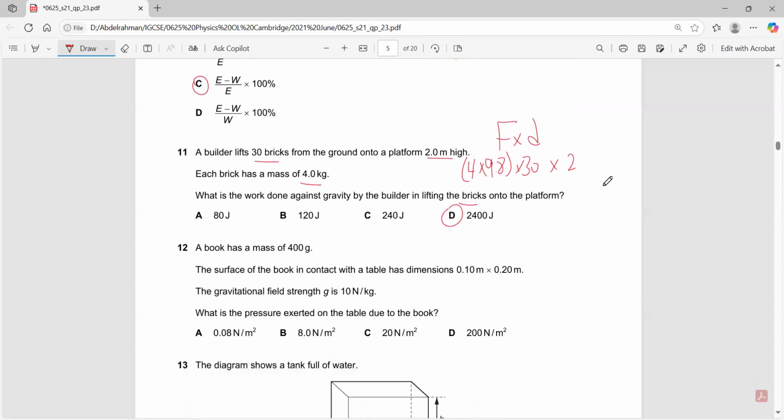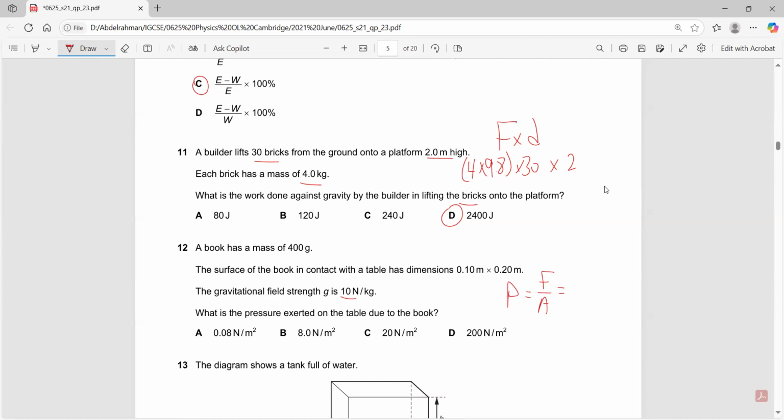A book has a mass of 400 grams. The surface of the book in contact with the table has dimensions of 0.1 and 0.2. The gravitational field strength is 10. What is the pressure? Pressure equals force over area, or weight over area. The weight, mg: can I just multiply 400 times 10? He said that g is 10. Can I just multiply it by 10?